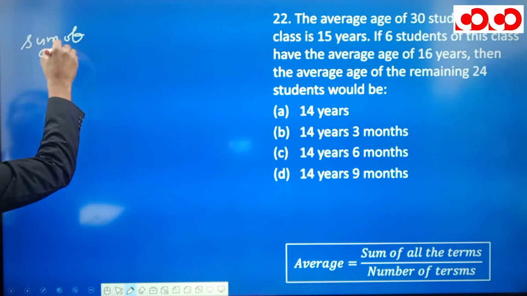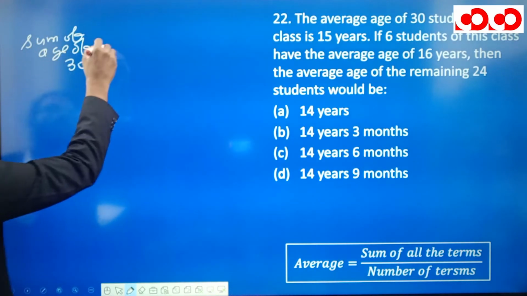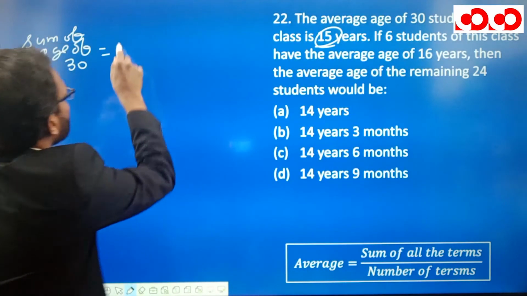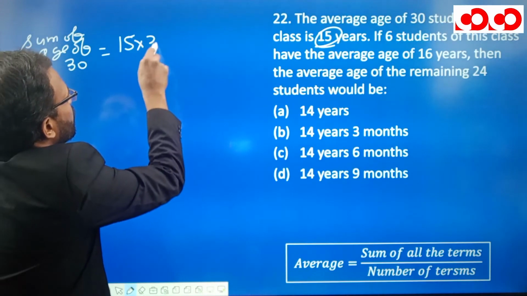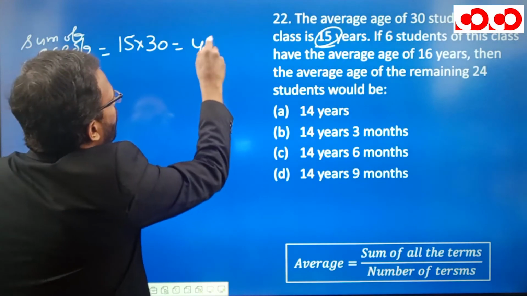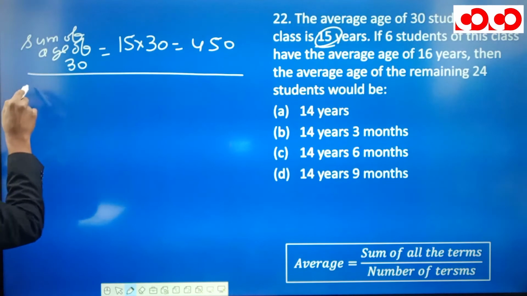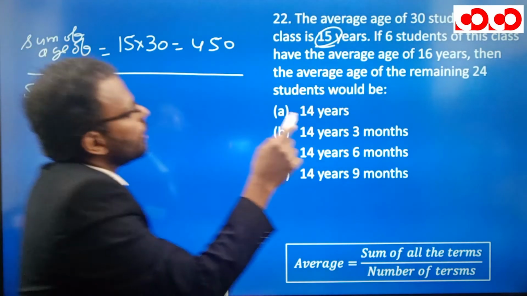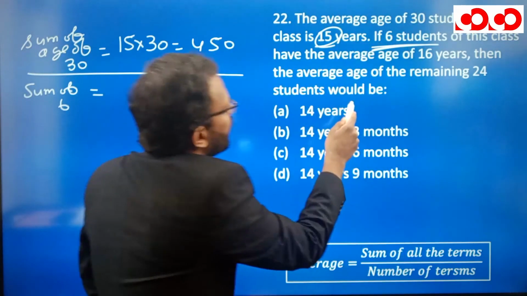The sum of the ages of these 30 students is going to be the average, which is 15, multiplied by 30, which is equal to 450. Now, out of this, what is the sum of the 6 students? 6 students are there and their average is 16.